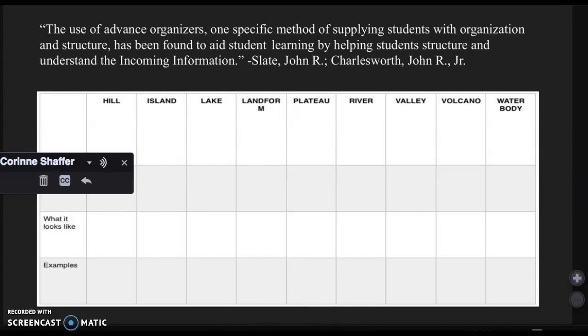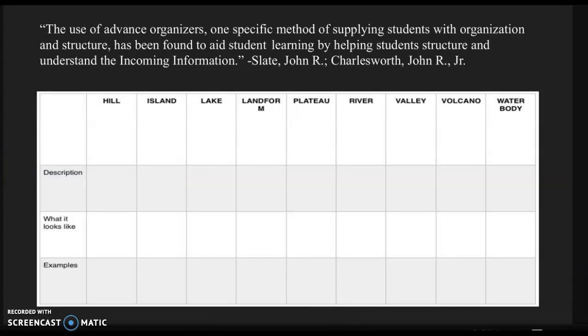So I found this quote in the Slate and Charlesworth reading that says that the use of advanced organizers helps students with organization and structure. It helps student learning and helps them to understand the incoming information. So we can see in my chart, I have different forms of water and different landforms right across the top. So what we would do is break it down one by one.